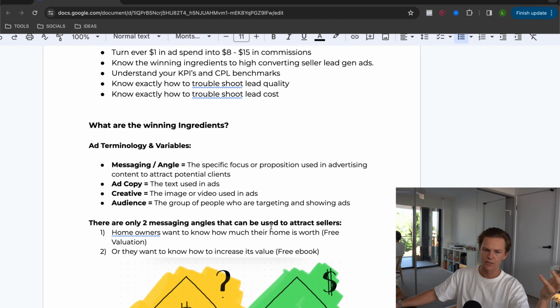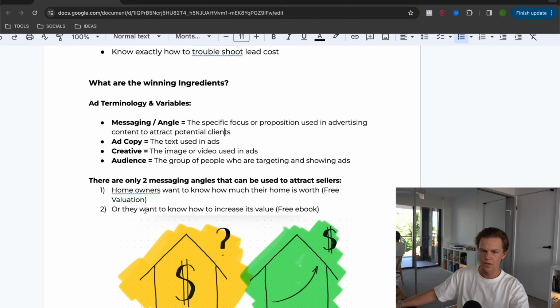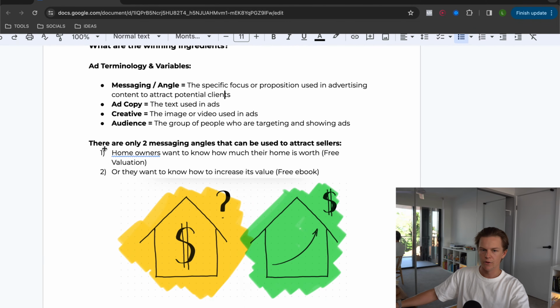And in context to real estate, like I put here, there's only 2 messaging angles that can be used to attract sellers. We've got either homeowners want to know how much their home is worth, which is your free valuation, or they want to know how to increase its value. At the end of the day, these are the only 2 ways that we can generate an inquiry from a seller with direct response lead generation campaigns. Yes, there's a lot of other things you can do with branding, growing a personal brand, but we're talking about paid ads, lead generation. This is what works best.